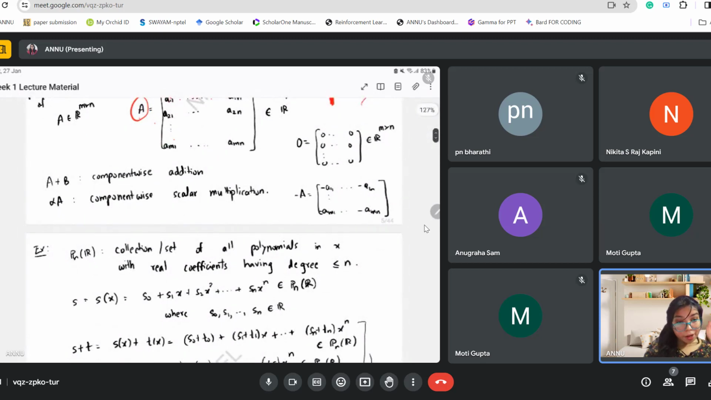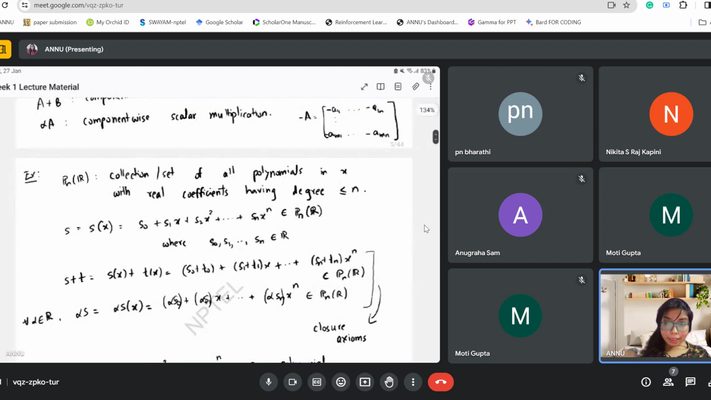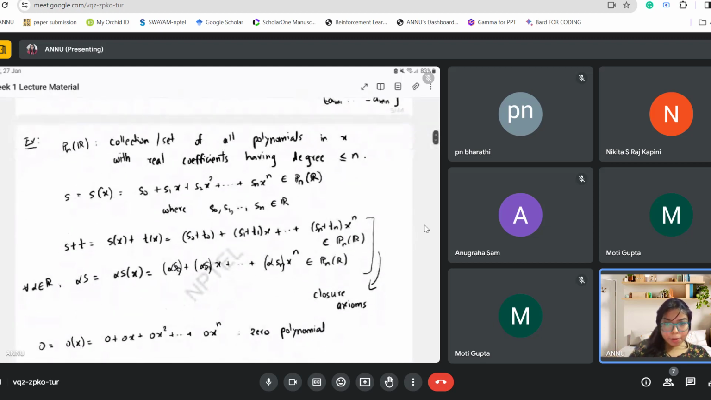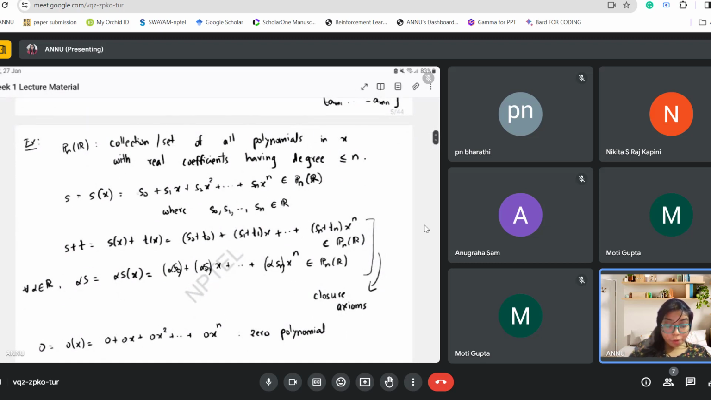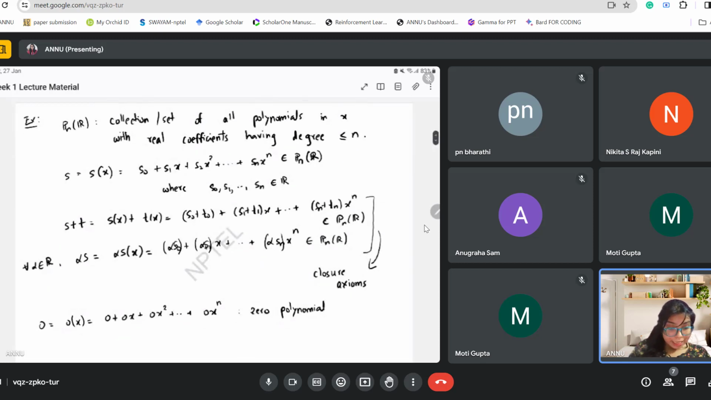A very good example of a vector space is R square, R power n, or any matrices having entries in R. Why are we considering R? Because it is defined over a field, and R is one example of a field. That's why we are considering R. Now let us see another example: the collection or set of all polynomials in X with real coefficients. These coefficients we are defining as a field. It is defined over a field. I told you what a field is.